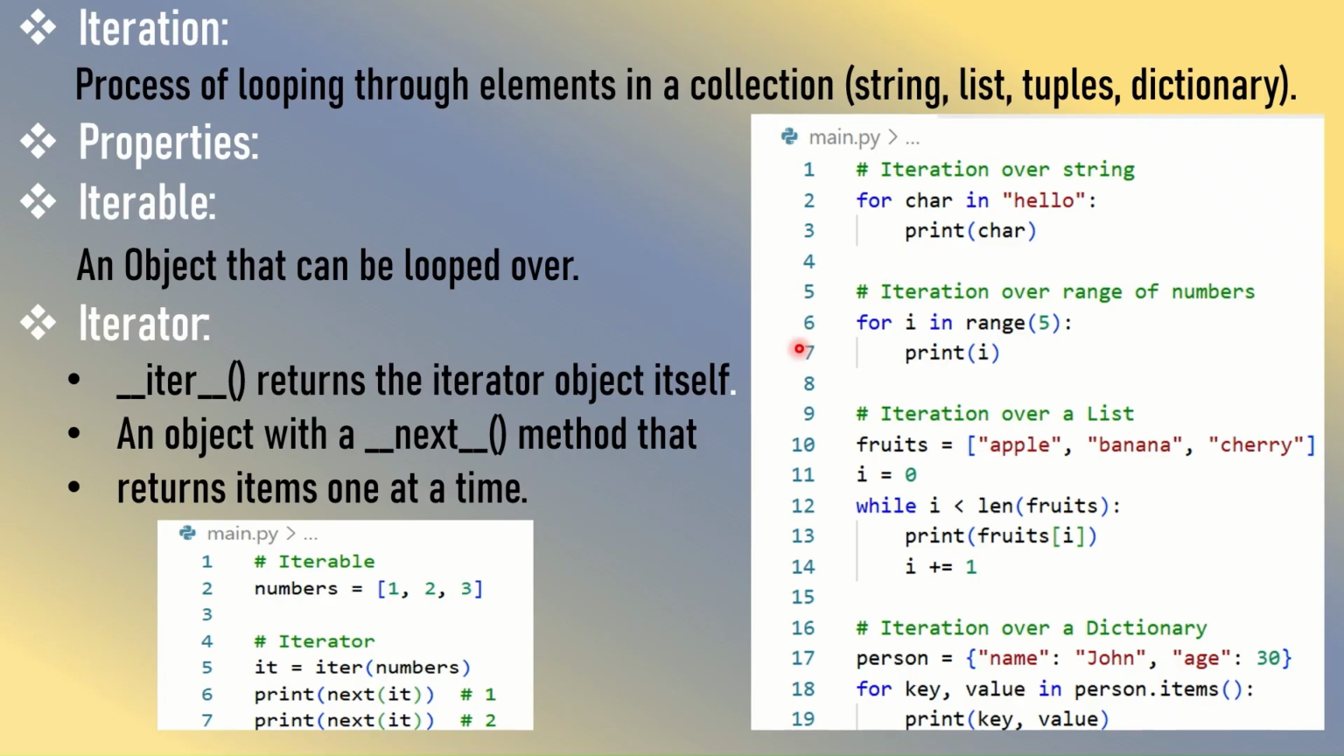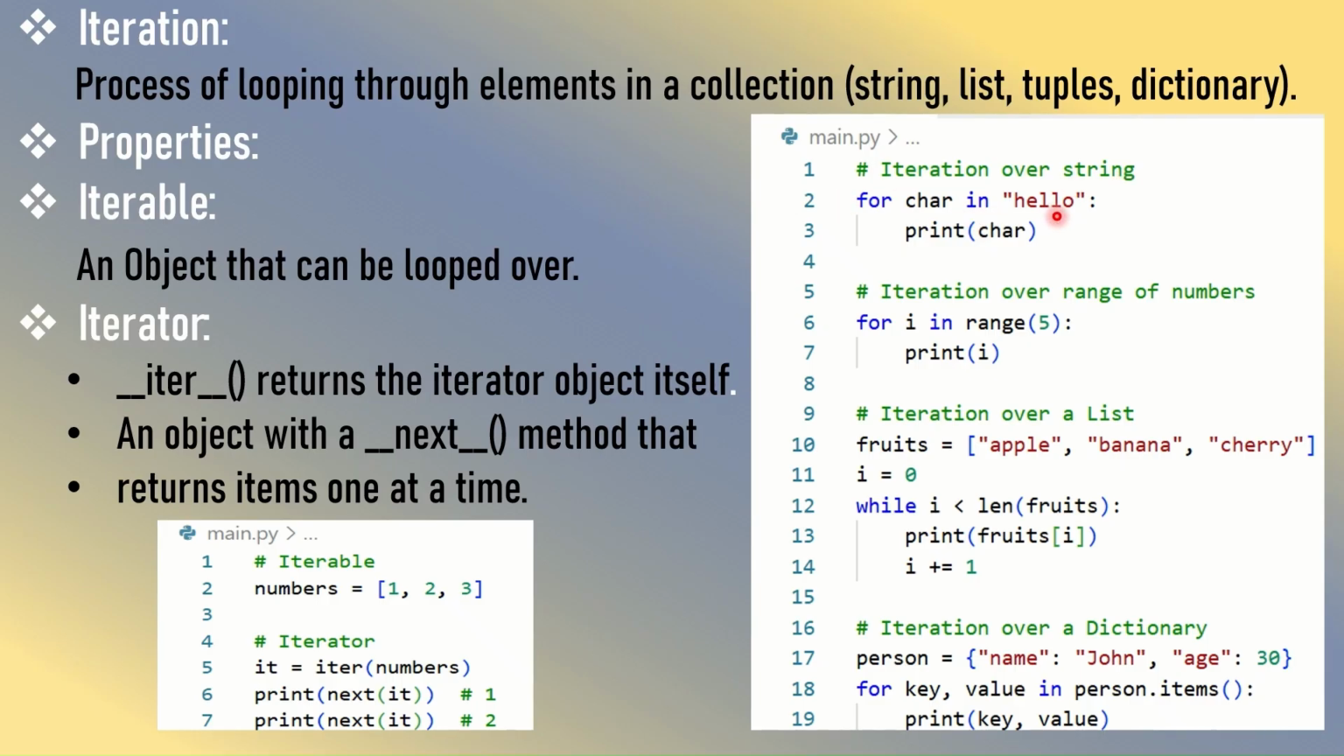When it comes to coding, how this iteration actually works in case of lists, strings, a range of numbers, and a dictionary, I have given one example to show you how this iteration works. The first one is about iteration over a string.